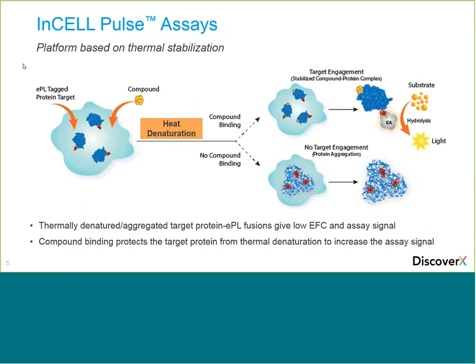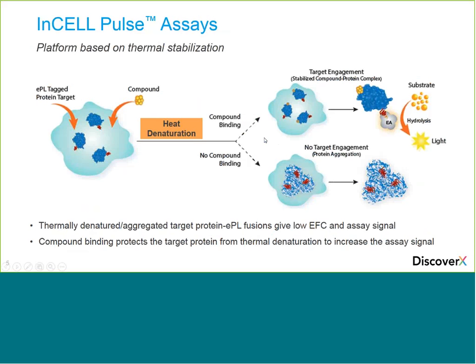So here's the cell. Again, this is an engineered system. The cell is expressing the target protein of interest, say a kinase, with that pro-label tag appended to it. Compound is added to the cells. The cells are put through a heat denaturation step, and in the absence of compound binding, that protein will denature, and that pro-label tag gets buried in this big aggregate, and there's poor complementation with the enzyme acceptor piece, and there's limited amount of luminescence.